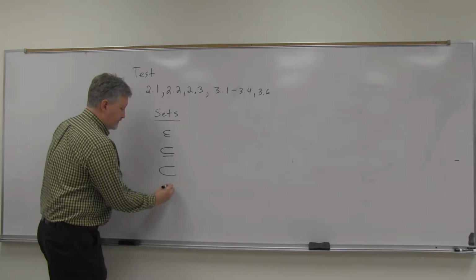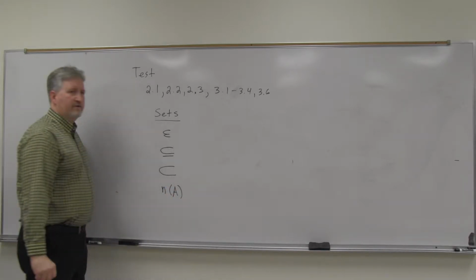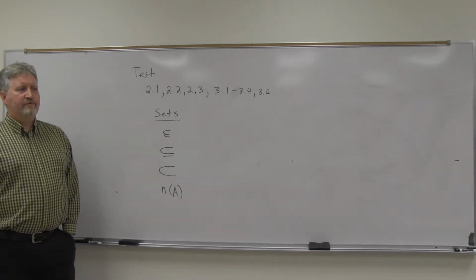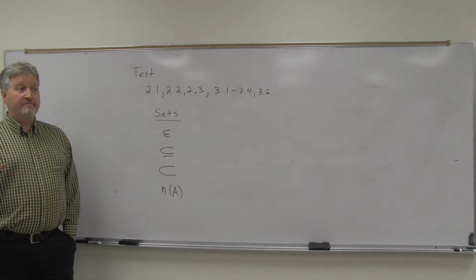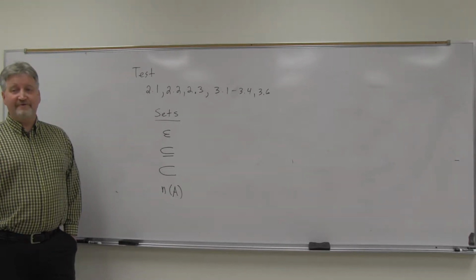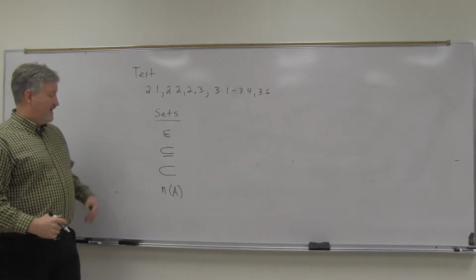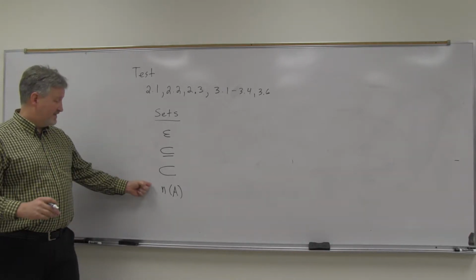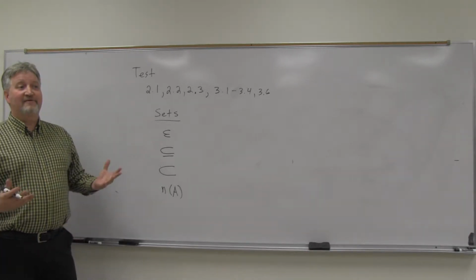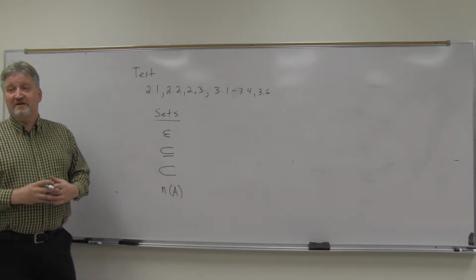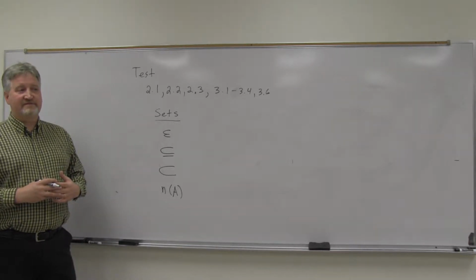Then there's this, in parentheses A, the cardinal number, which is another term to remember. Whether it's n of A or cardinal number of A, what does that mean? Just the number of elements. It's the number of elements of a set.